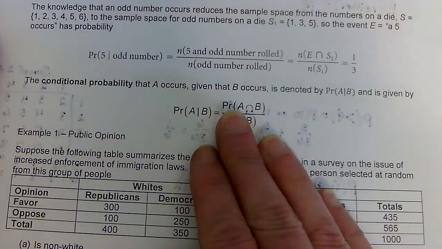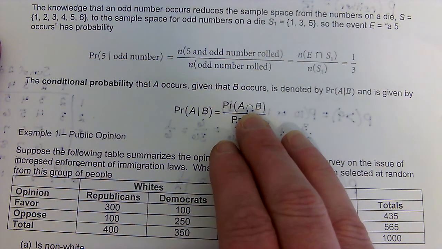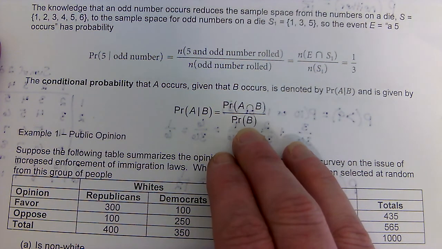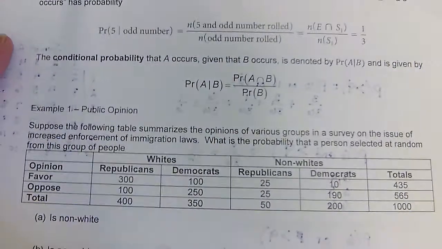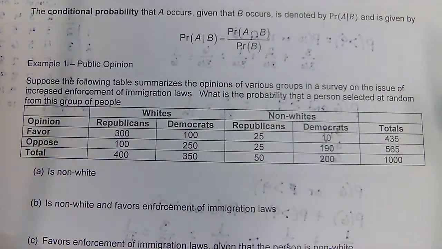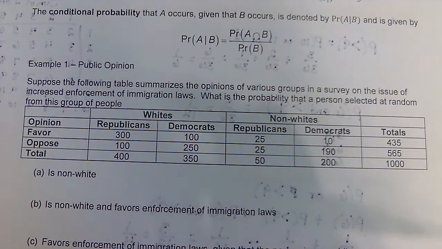So here's the formula for it. You would find the probability of both of them occurring at the same time, divided by the probability of the given. And I'll show it 2 different ways. And I'm going to try different pens to see if it doesn't bleed through as much.